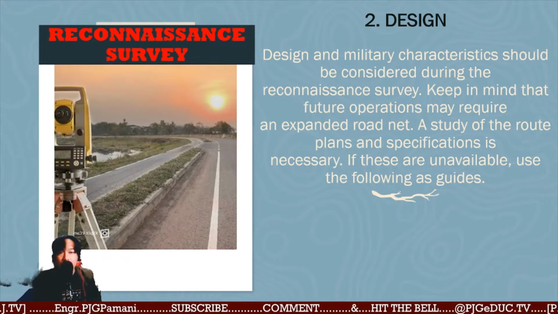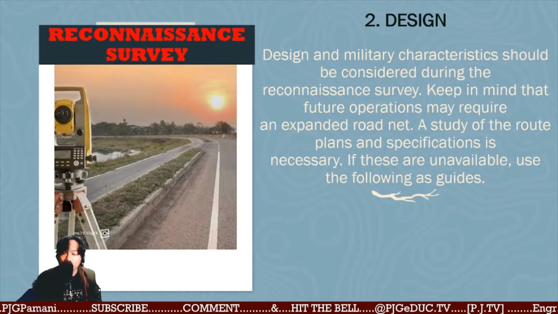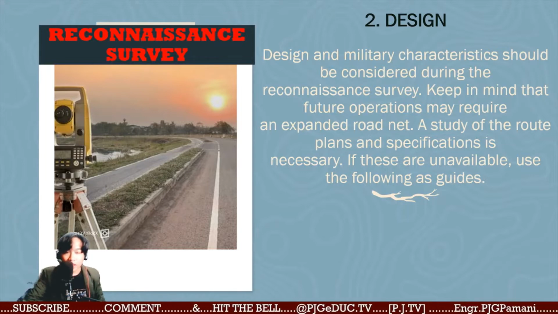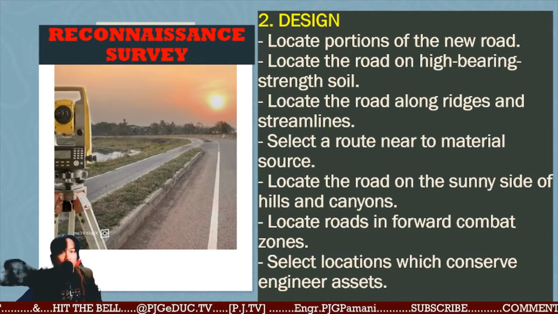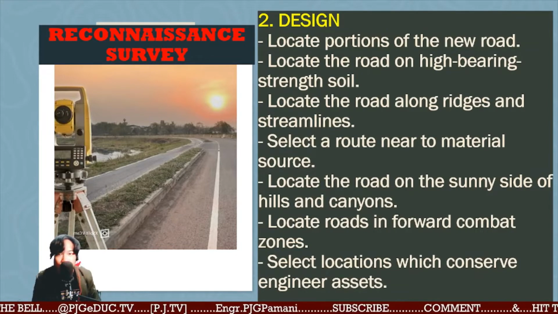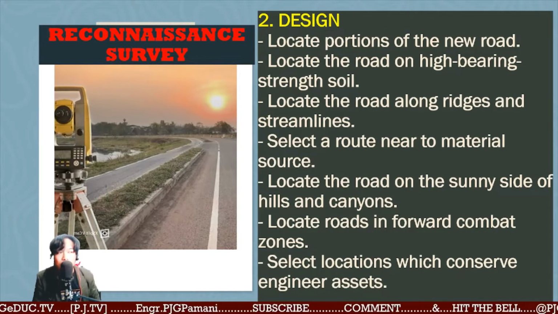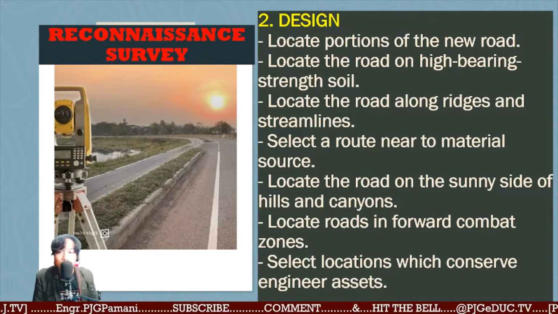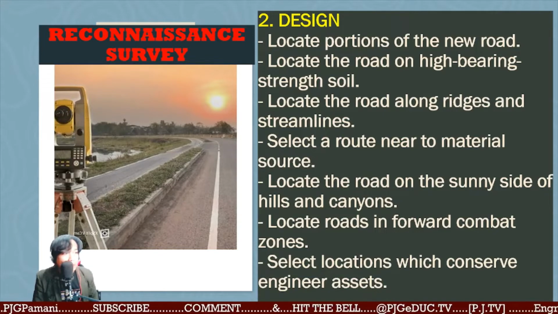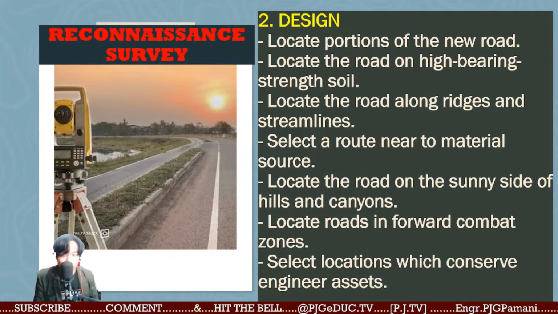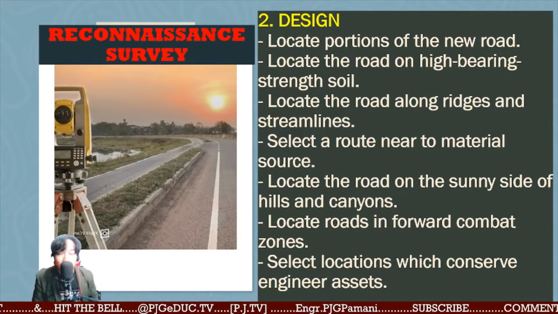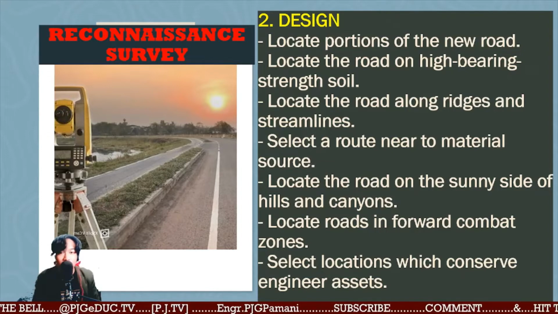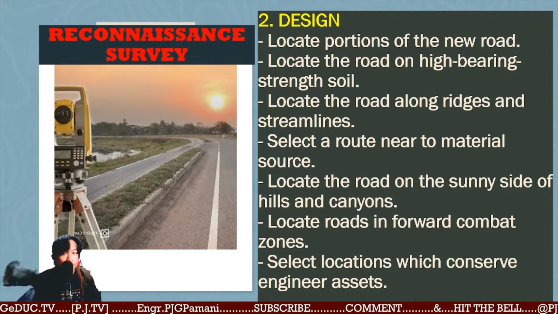A study of the route plans and specifications is, of course, very necessary. If these are unavailable, use the following guides. First is for us to locate portions of the new road. As far as it concerns that you have already built a specific two-lane roadway, what are the possible sections within that particular location that we are going to consider as part of the new expansion plan?